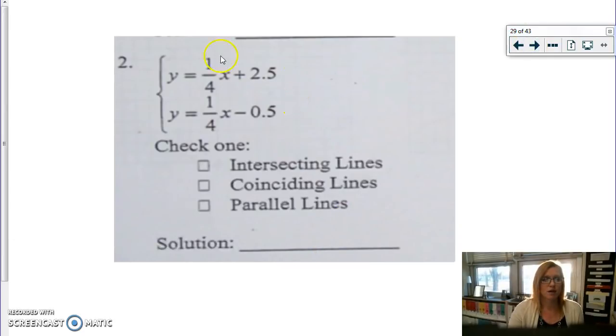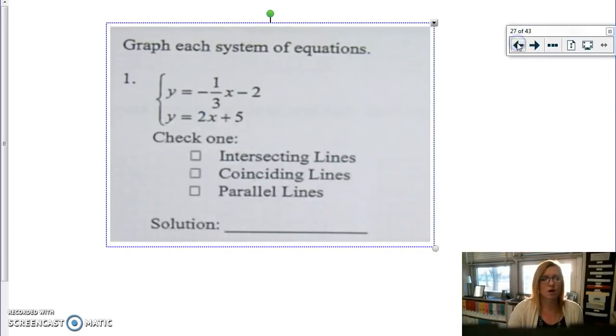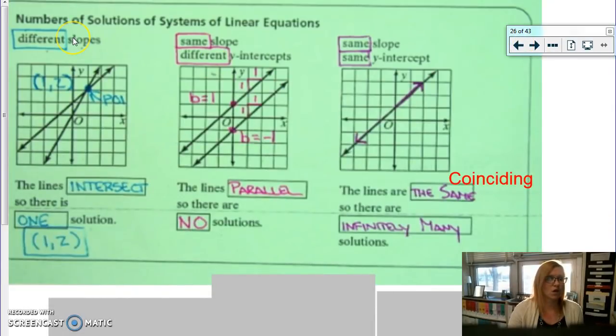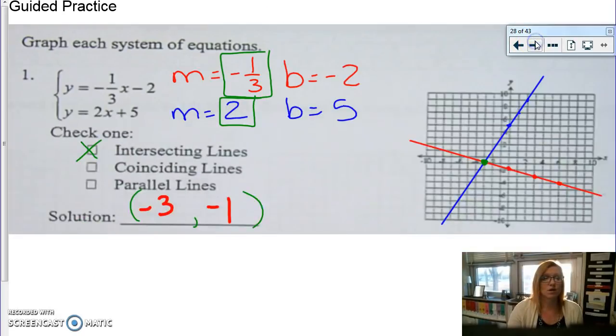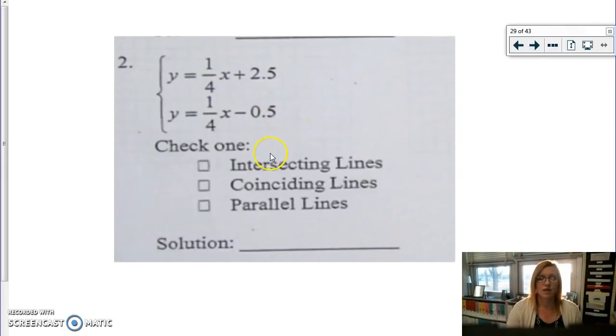Okay, next problem. Here are my equations. You see that we have the slope of 1/4, slope of 1/4, same slopes. The y-intercepts are positive 2.5 and negative 0.5, different y-intercepts. Going back to our notes, different slopes, nope, they're same slopes. So same slopes, different y-intercepts, or same slopes, same y-intercepts. Well, these were definitely different y-intercepts. So different y-intercepts means that they are going to be parallel lines.